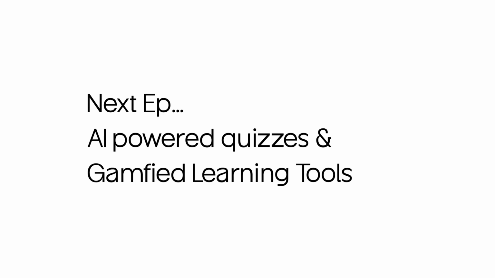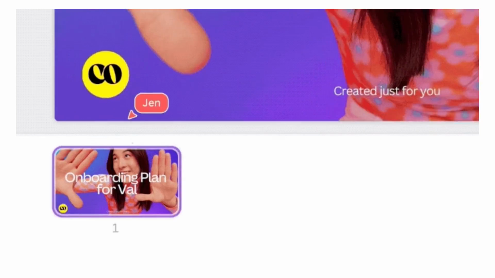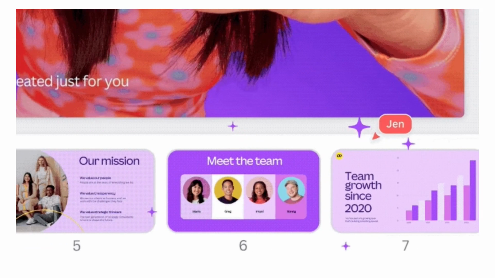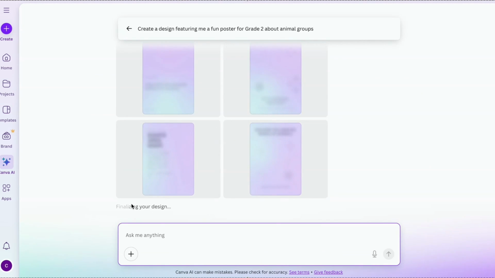Want to try Canva AI right now? Head over to canva.com and type your first teaching prompt. You can literally say, make me a fun poster for grade 2 about animal groups, and you're off.